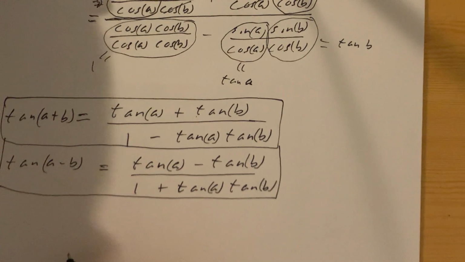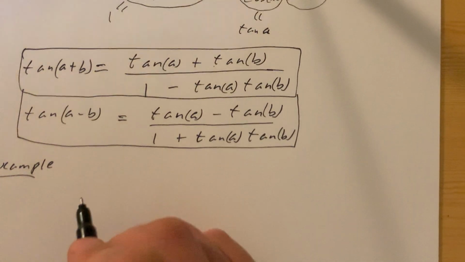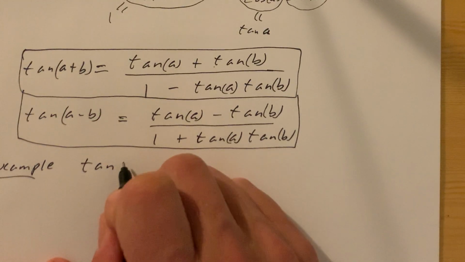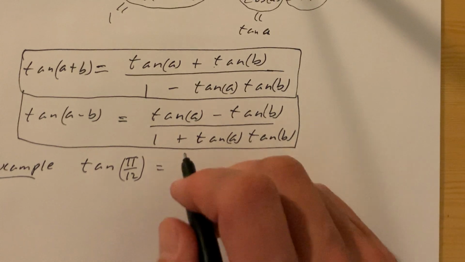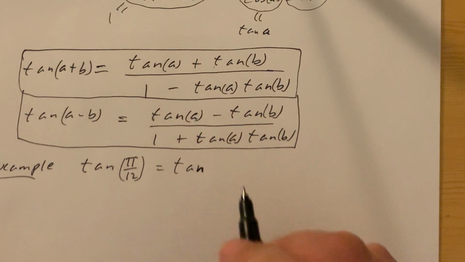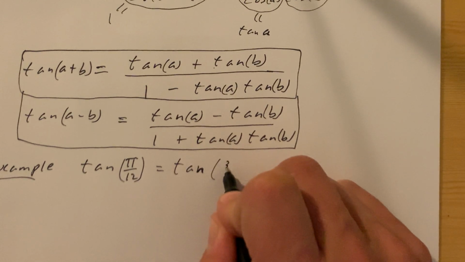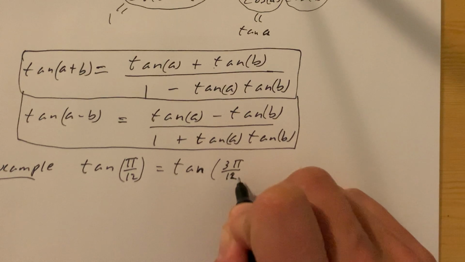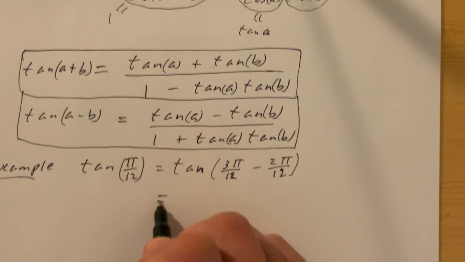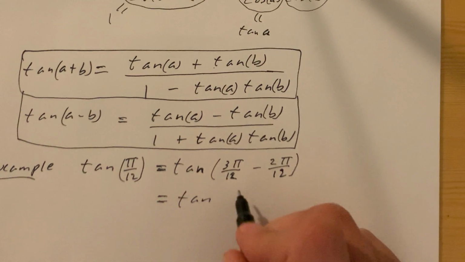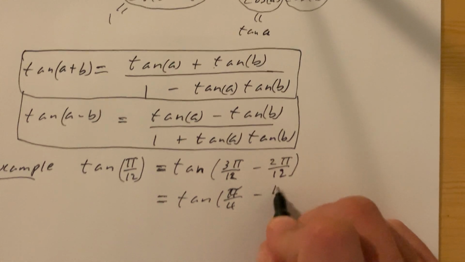Okay? So let's do an example here. Jump right into an example of the radians. Okay? So how about tan of pi over 12? Well, pi over 12, if we use our table that we did before for the radian examples, well, pi over 12 is going to equal 3 pi over 12 minus 2 pi over 12. These are both special angles. Can't be just any random angle. And that's going to be tan of pi over 4 minus pi over 6.